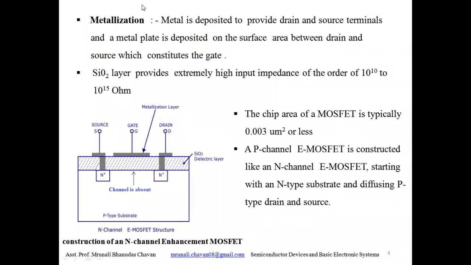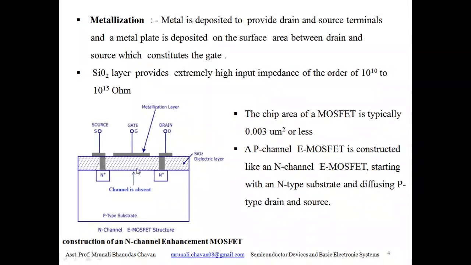In the previous lecture we had seen the metallization. Metal is deposited to provide the drain and source terminals, and a metal plate is deposited on the surface area between the drain and source, which constitutes the gate. Here we can see the metallization, meaning metal is deposited here, which provides the drain and source terminals, and a metal plate is deposited between the drain and source terminals, which constitutes the gate.